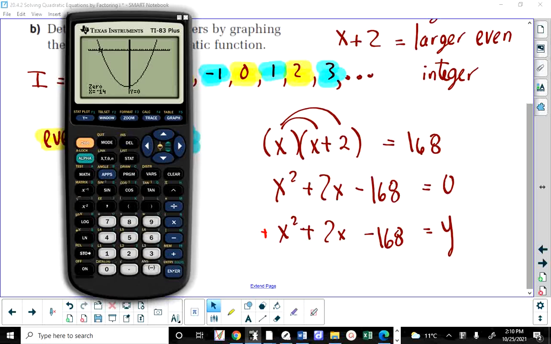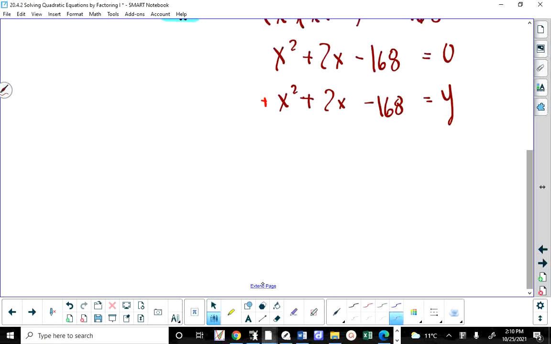And I get negative 14. I'm guessing the other one is 12. I just don't want to spend class time doing it. I'm pretty sure it's 12. So you get negative 14 and 12. And this illustrates my point completely. The x-intercepts are negative 14 and 12.